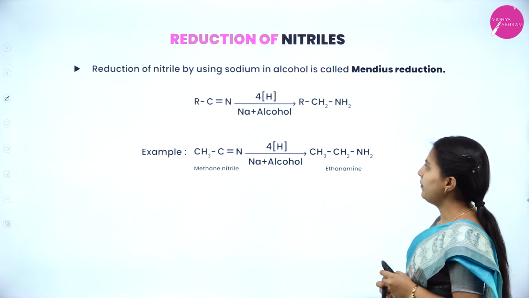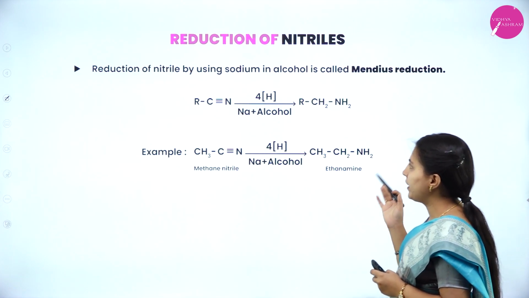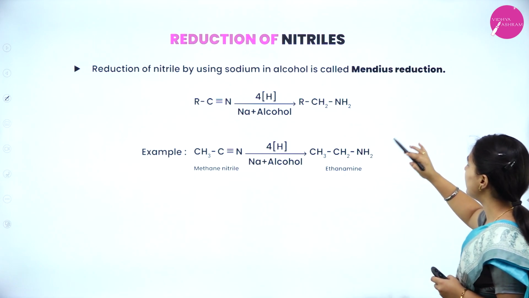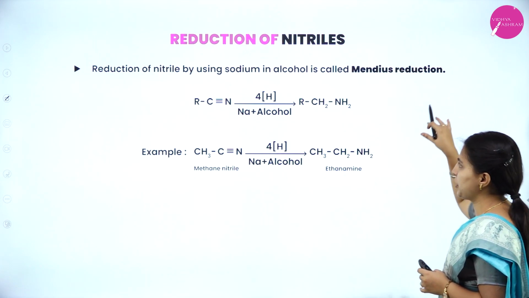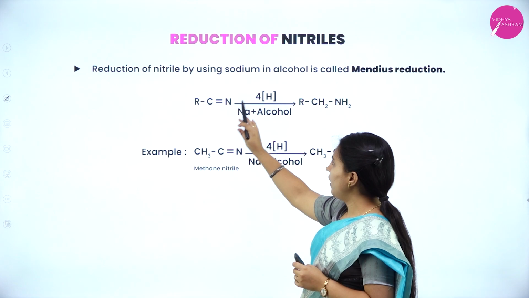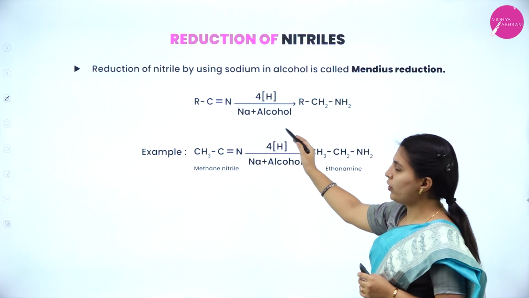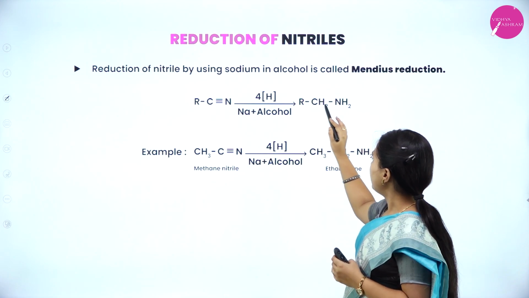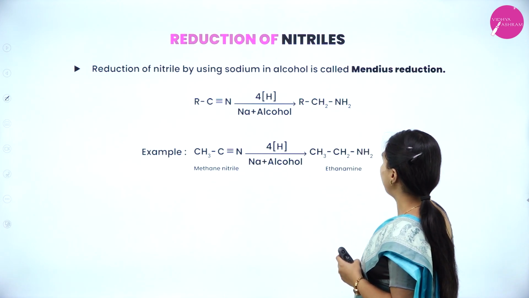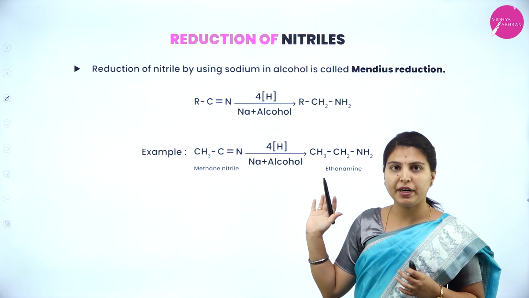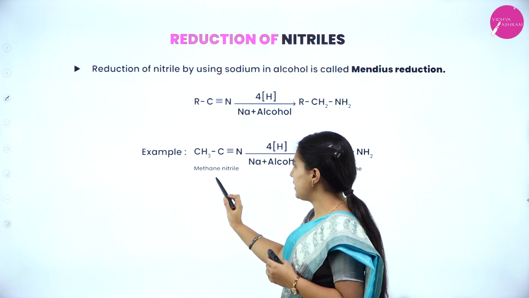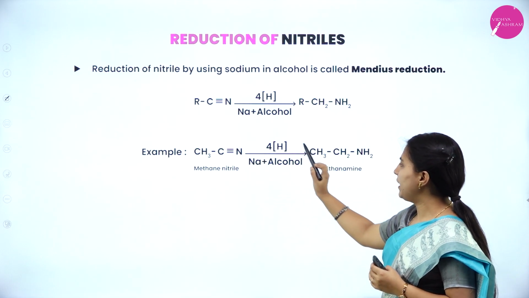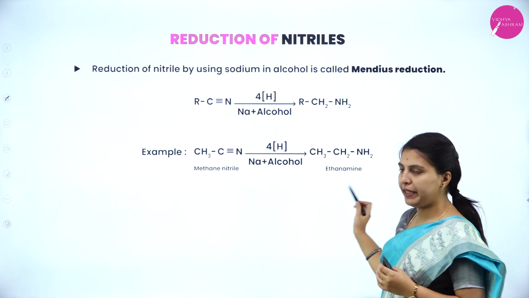Okay, next one, reduction of nitriles. In that only, reduction of nitrile by using sodium in alcohol is called Mendius reaction. This is nitrile by using sodium in alcohol, that method also is called reduction. RCH2NH2 will be formed, means it is a primary amine. Okay, here we can take one example, methane nitrile. When reduced with sodium in alcohol, it will form ethanamine.